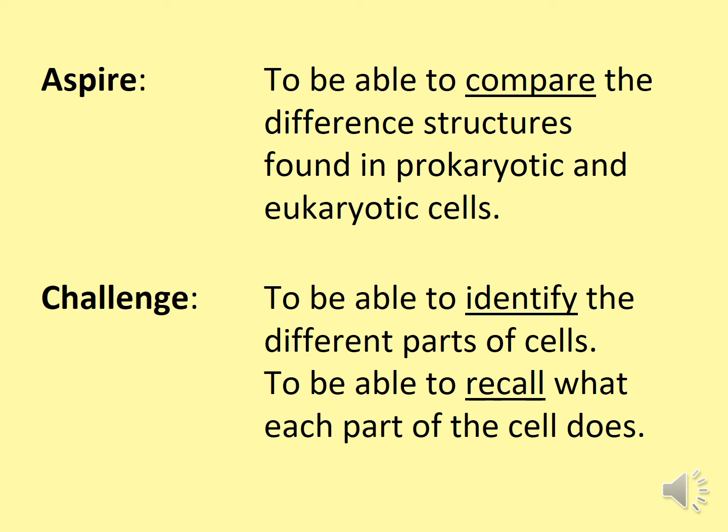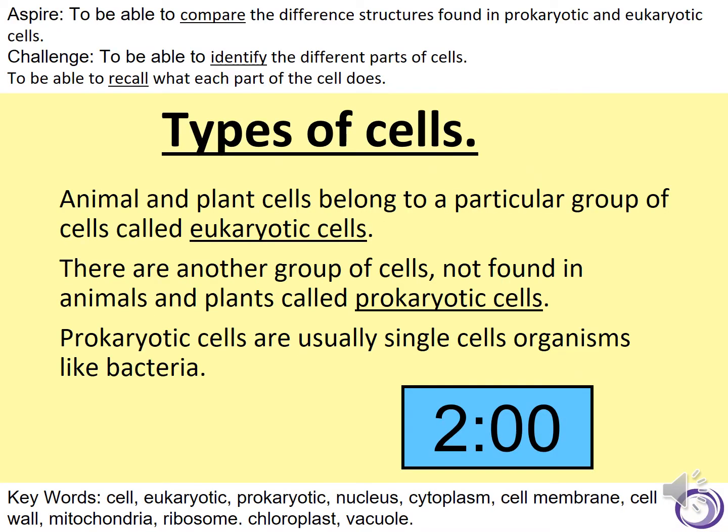Now, to be able to compare the different structures found in prokaryotic and eukaryotic cells. Obviously, those two words may be completely and utterly new to you, so we need to very carefully now just develop your knowledge. You need to know, first of all, that cells come in two types, and they are prokaryotic and eukaryotic. So let's first of all just familiarize ourselves with what that means.